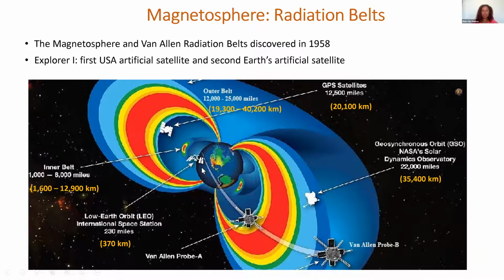For you to have an idea of how far that is, a low orbit satellite, for example, the International Space Station, is only at 370 kilometers altitude from the Earth. So they are really, really far into space. You can also see that a geosynchronous satellite is, for example, around 400 kilometers altitude. So this gives you an idea of the scale of those satellite positions and the radiation belts.